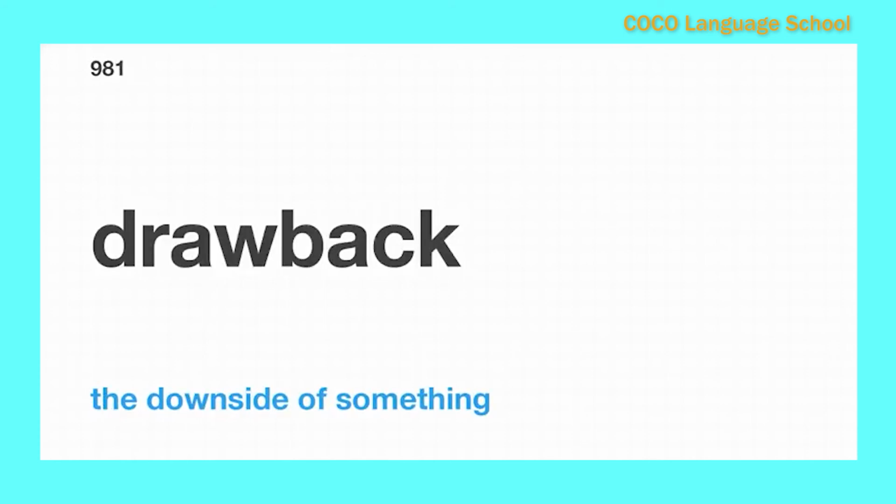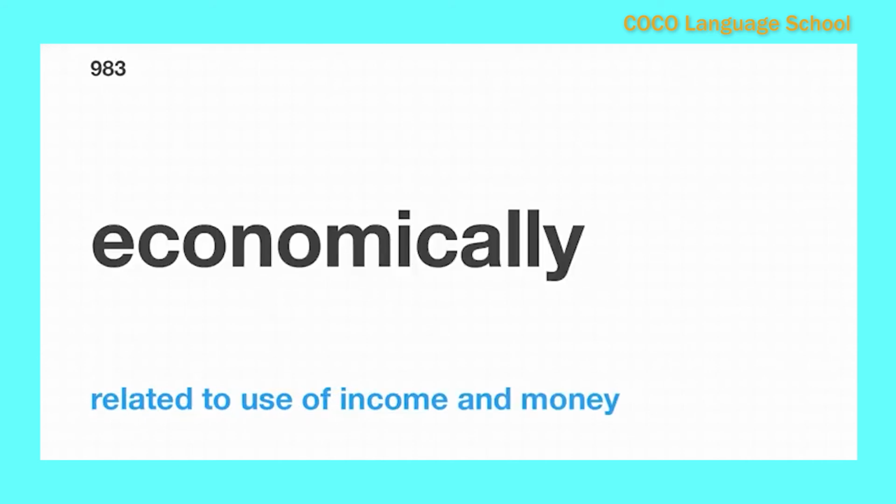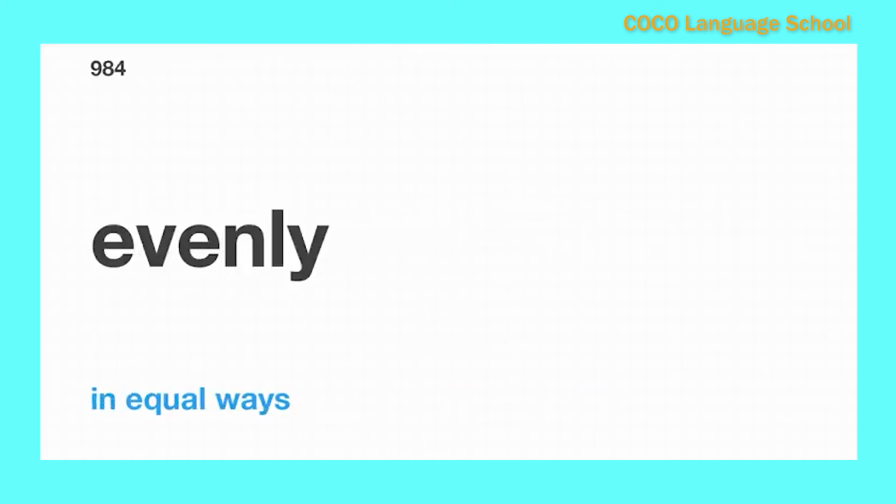The downside of something. Drawback. Boring, not exciting. Dull. Related to use of income and money. Economically. In equal ways. Evenly.